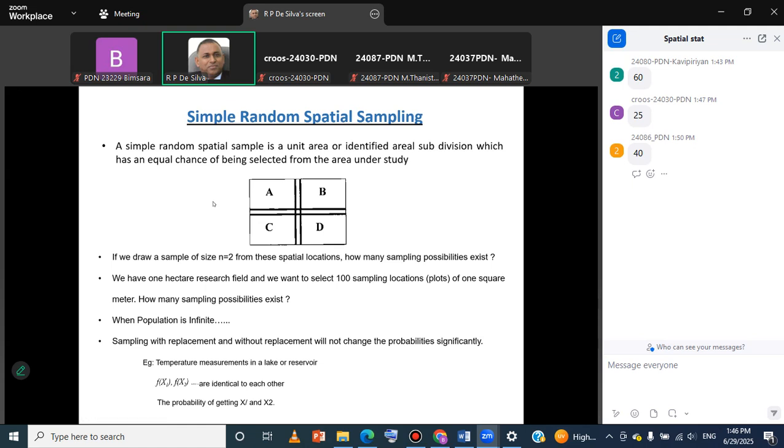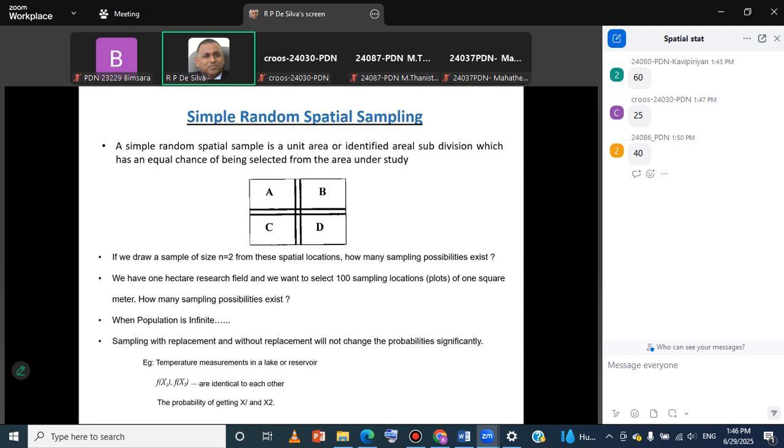So I'll go back to this combination A, B, C, D. There are four samples. You can take A, you can take B, you can take C, and you can take D. So when this is the situation, if you take two samples, how many combinations exist?